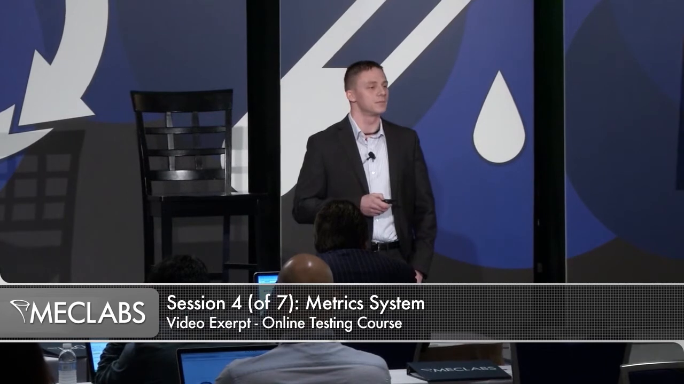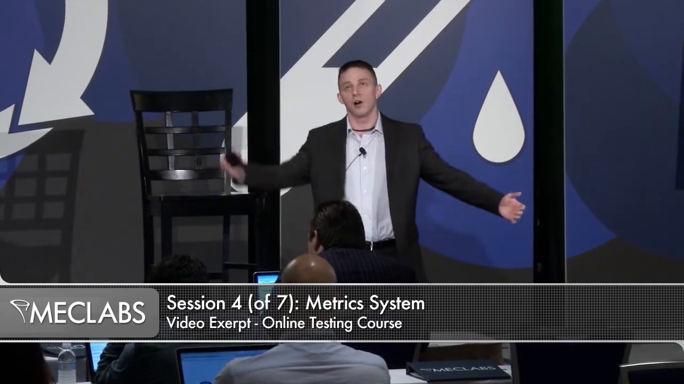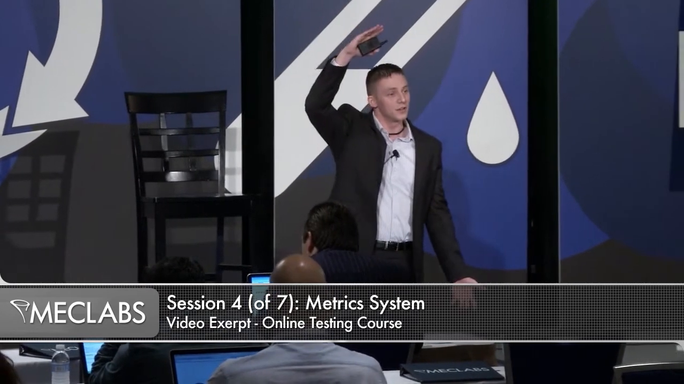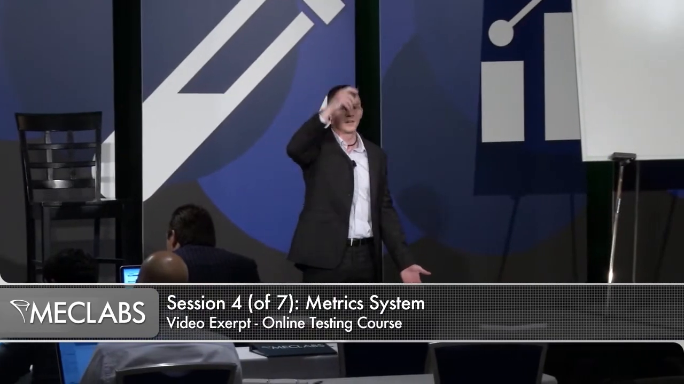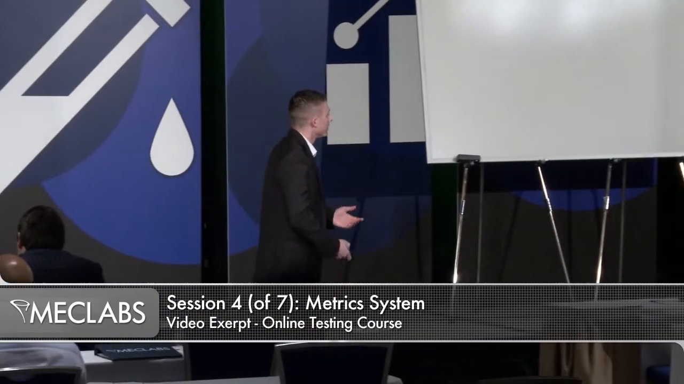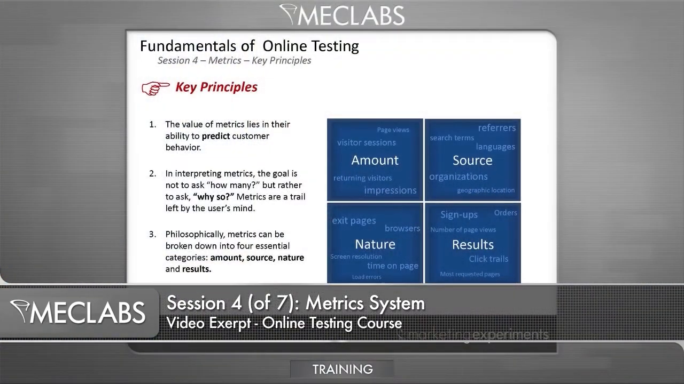And here's the good news. You've got a long list of metrics, and you don't know where to start. But we discovered that all metrics can be organized into 4 categories: amount, source, nature, and results.